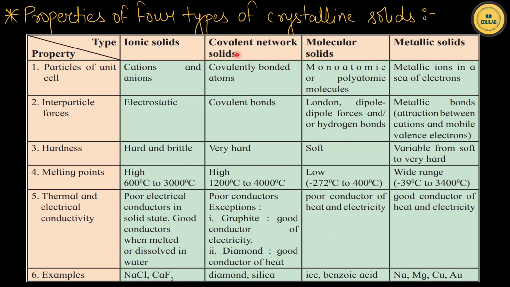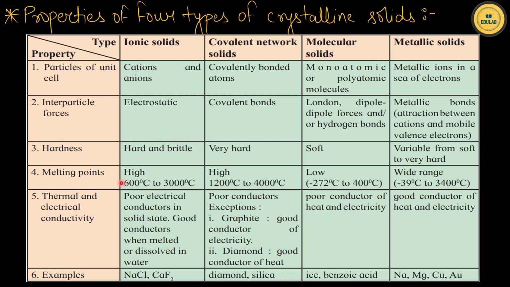Next one is covalent network solid. Particles of a unit cell are covalently bonded atoms. Interparticle forces are covalent bonds. Hardness is very hard, and melting point of a covalent network solid is very high, that is 1200 degrees Celsius to 4000 degrees Celsius.